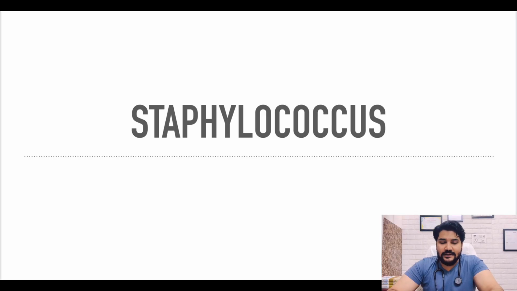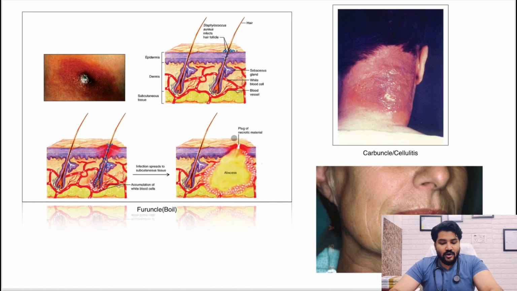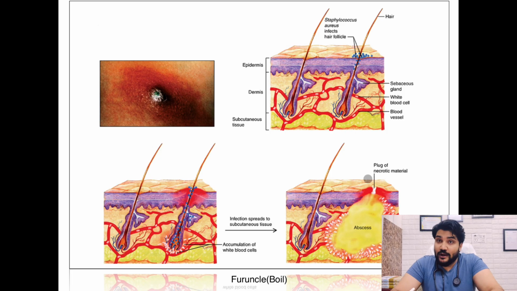So now I will be dealing with the clinical features of Staphylococcus. This is the most important feature of Staphylococcus. The first is the formation of a boil, furuncle. Okay. So what is important about this furuncle?